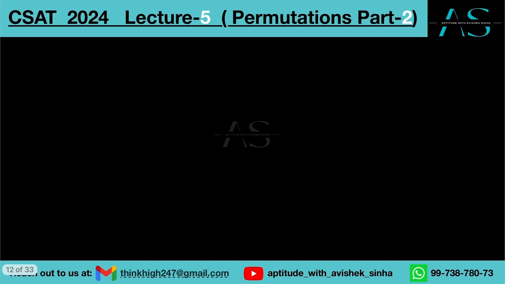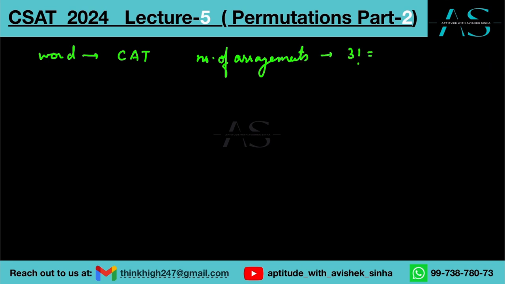Let's again start with cat. Let's say our word is cat. And I ask you, what is the number of arrangements for the word cat? You all know the answer. That is 3 factorial, which is 6 arrangements. And if I ask you what these arrangements are, you would write them in alphabetical order: A, C, T, first arrangement. Second arrangement would be A, T, C.